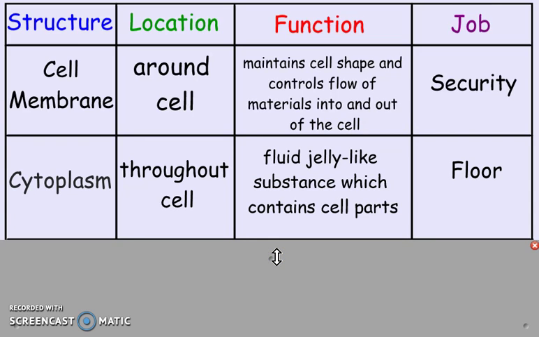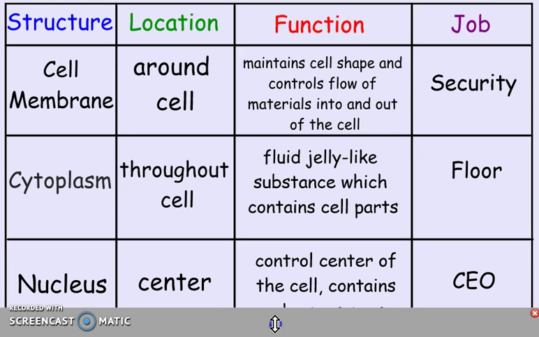Next is the cytoplasm, and this is all throughout the inside of the cell. So if we're thinking of it as three-dimensional, it's kind of like the jelly filling of a donut. So that's the part that's in between all the other organelles. And if we were to give it kind of a job, it would be like the floor. If we thought of the cell as a classroom, the floor contains desks and people and chairs and all kinds of stuff. That would be what we would equate the cytoplasm to.